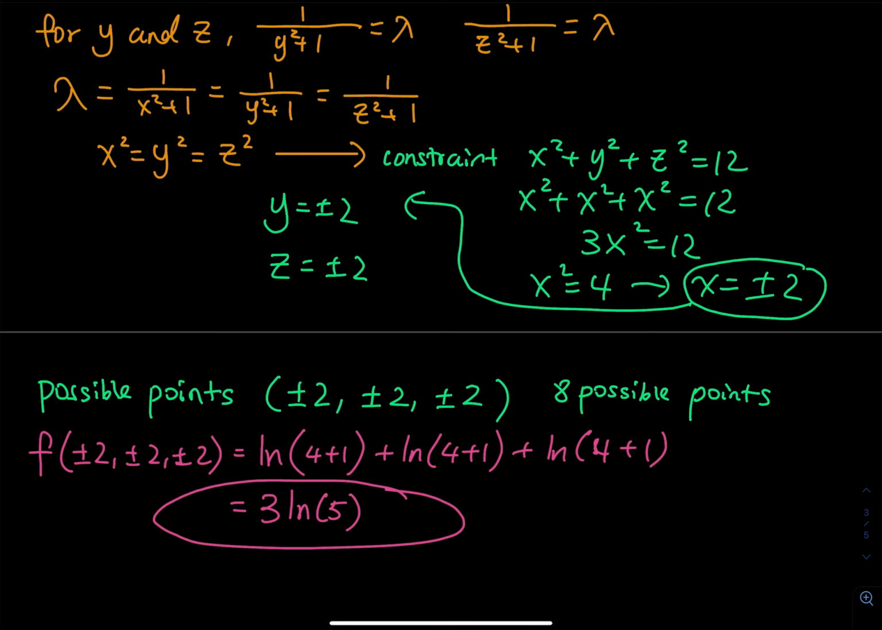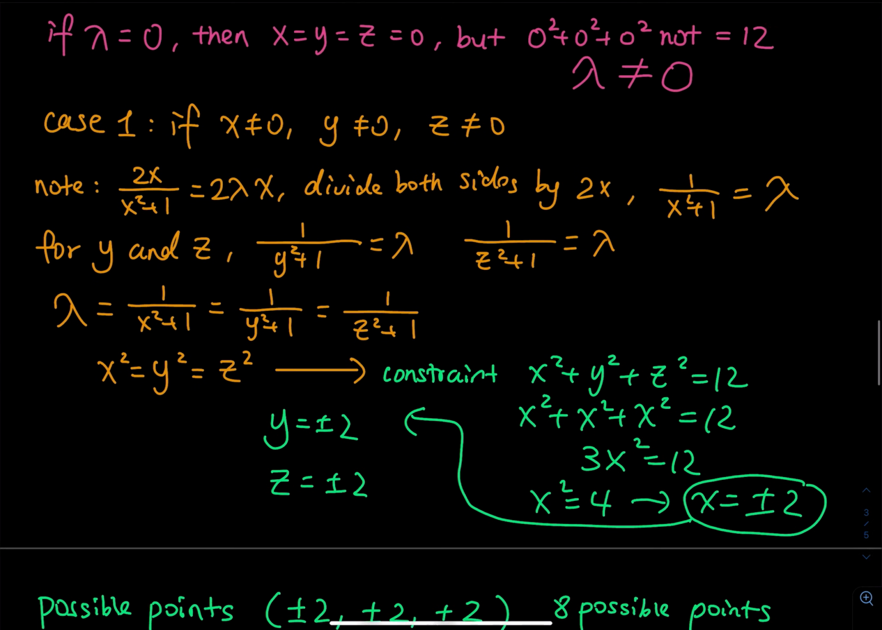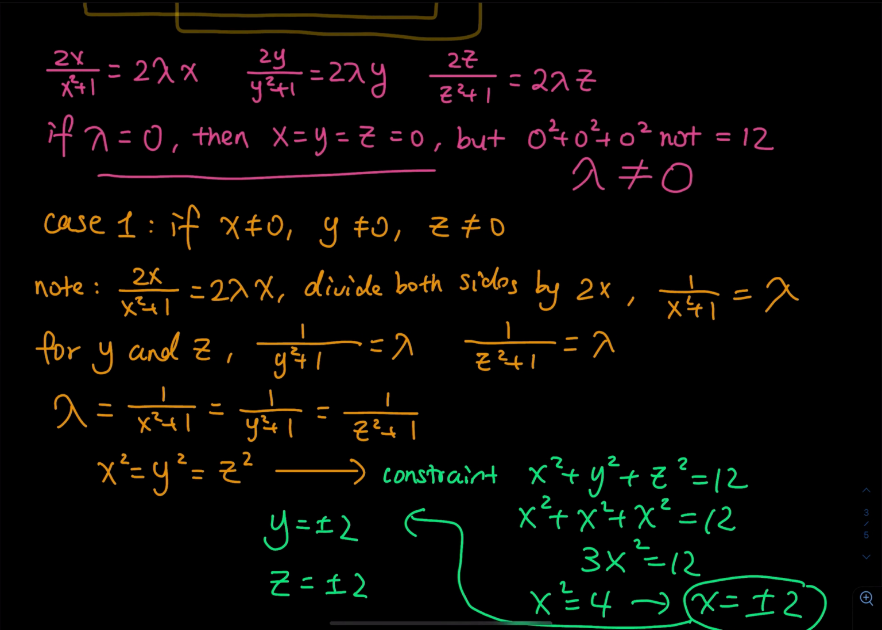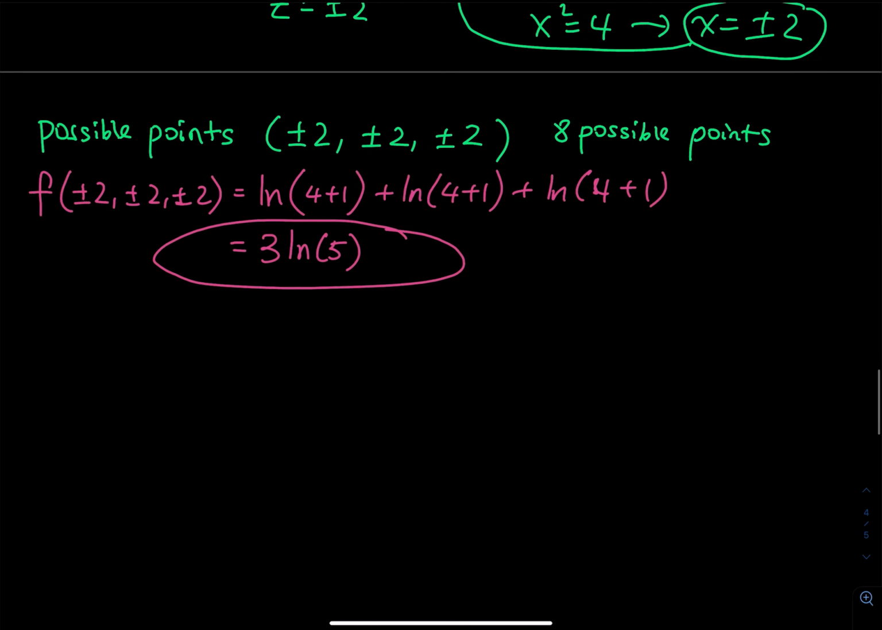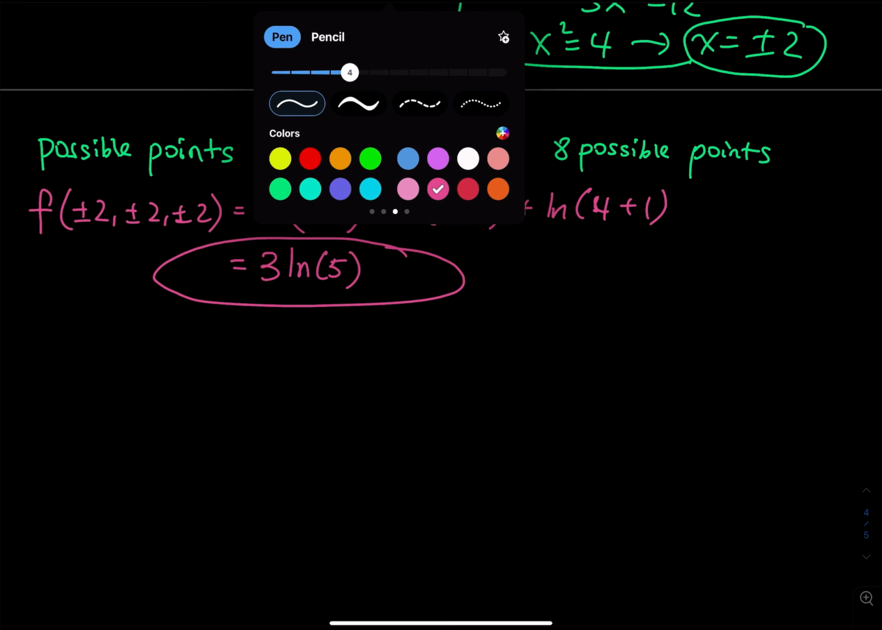So in case 1, I said that none of them is equal to 0. In case 2, I want to do one of them equal to 0. And then in case 3, I want to do 2 of them equal to 0. How about all of them? All of them, we already did right here, and we know that that is not possible. Okay, so case 2.